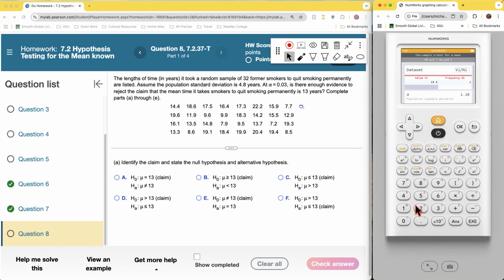14.4, and you can go either way. I guess we'll go down the columns, 19.6, and you're just going to enter all this data, and then the test will calculate the mean for you and take it from there. Okay, so that's that. Hopefully this gets you started. You should be able to see the NumWorks will help you set up and process the hypothesis tests.